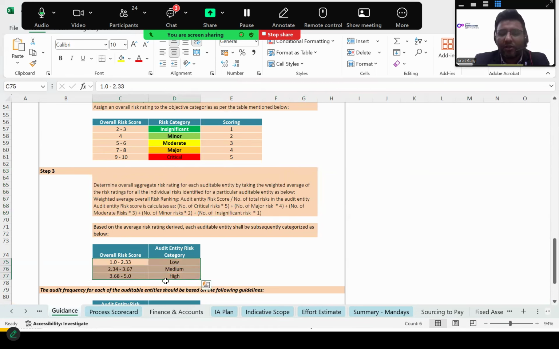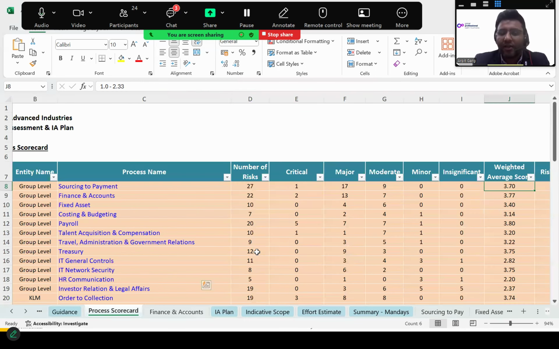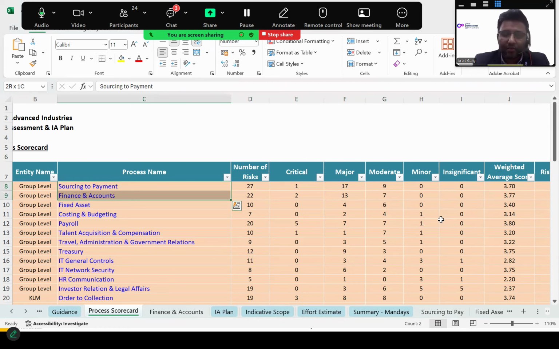Is it low, medium, high? High? Hmm. It is high. So now it is high. So likewise, what we have done is for each area, there is a risk assessment. What I'm trying to say, everyone, is that I'm not saying this is the only way of doing it, but I'm trying to give you some insights into what is called a risk-based audit plan.